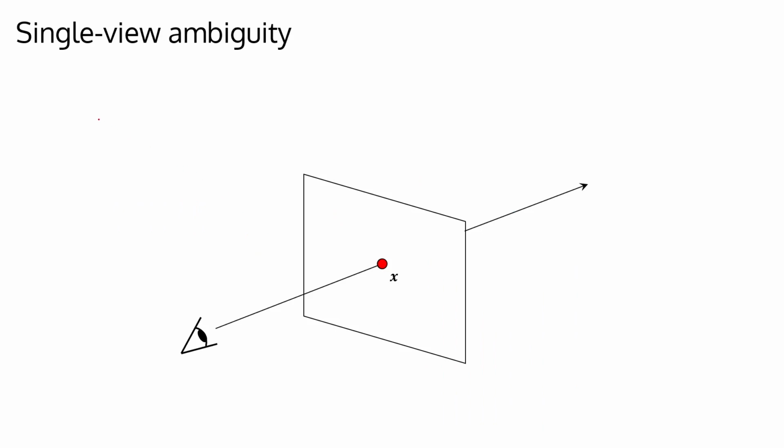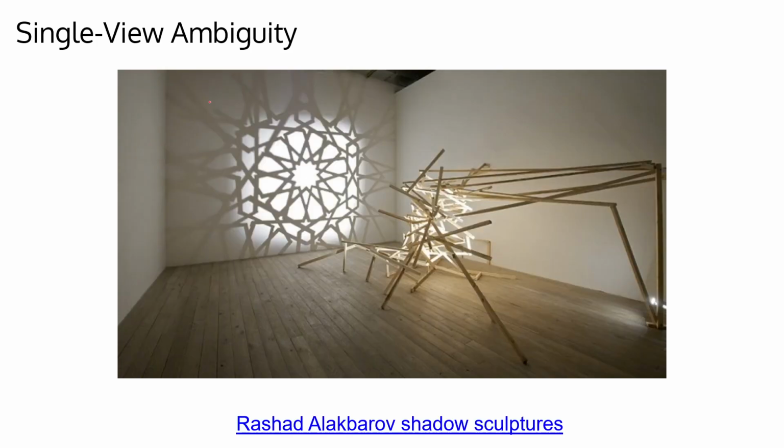So now let's look at the so-called single view ambiguity. That means we are not sure, given the image small x, where the actual 3D point capital X that gave rise to this small x is. That capital X could have been anywhere on this ray, right? So using the single view ambiguity, you can generate these kinds of nice artworks also.